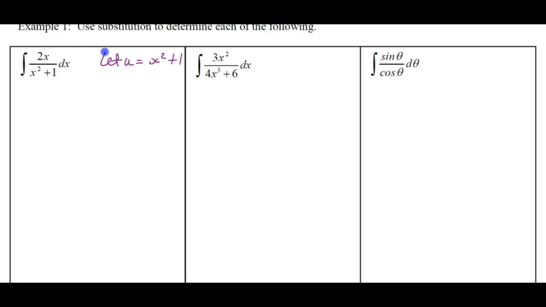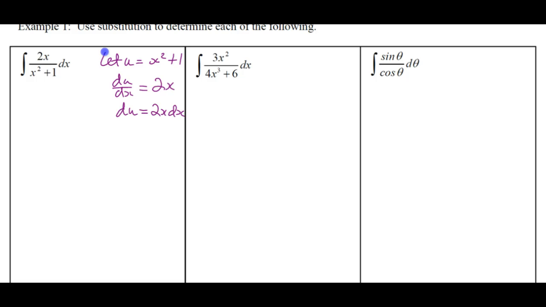Which means that du, well, du by dx is equal to what? What's the derivative with respect to x? 2x. Which means du is equal to 2x dx. Oh, that's kind of handy. Look, we have a 2x dx, right? So we can replace that with du.